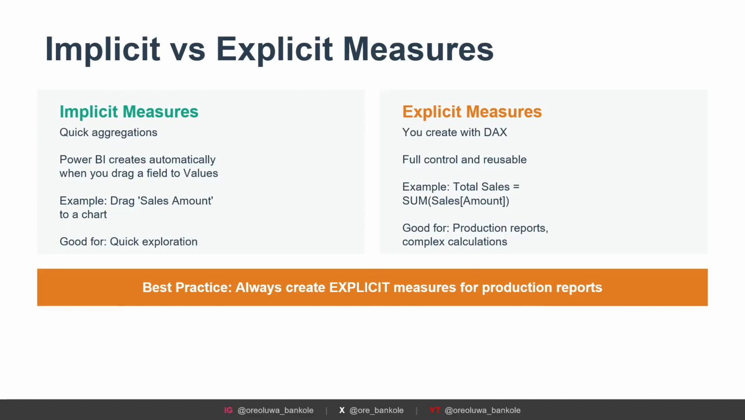Now, what are some of the characteristics of an explicit measure? The first is that it is reusable across multiple visuals. Once you have created it, you can keep plugging it into lots of other visuals. You can also use it for other calculations, depending on the result from the sum. You can also give it a clear, descriptive name and format it consistently.